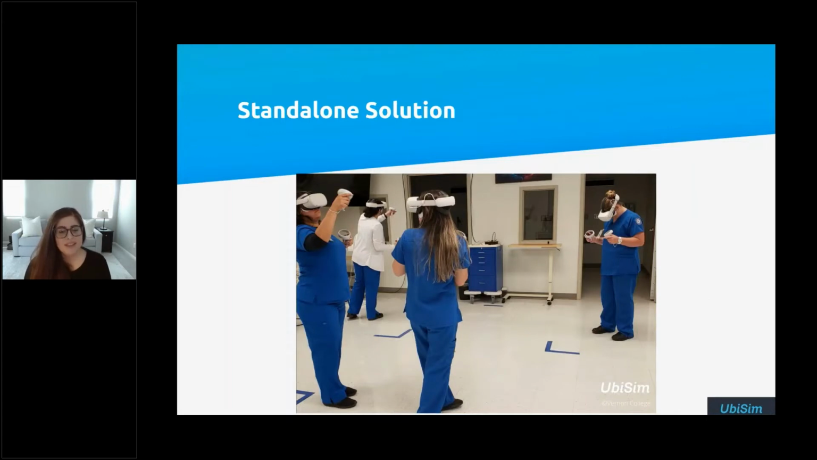So UbiSim is a standalone solution, and what that means is that when learners participate inside the VR scenario, they simply put on a VR headset and they have controllers in their hands. The headset is not tethered to a powerful gaming laptop, and that's great for programs. It makes simulation more scalable because without the need for a powerful gaming laptop, you save a lot on hardware costs. In addition to that, having just a standalone headset leads to a more immersive experience.